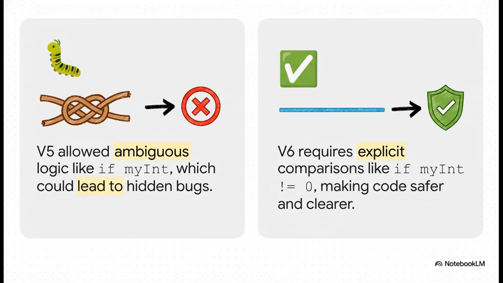In the old days, you could write code that was kind of vague and could lead to some really sneaky bugs. Version 6 makes you be crystal clear. You can't just say, if my number, you have to tell it exactly what you're checking for, like if my number is not 0. Honestly, this one change will save you so many headaches down the road.